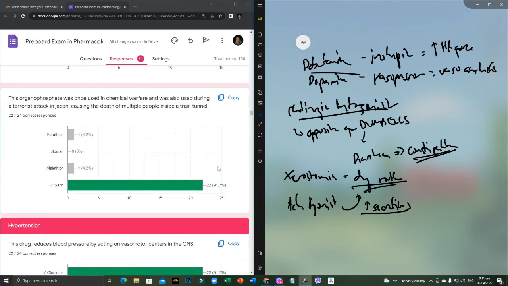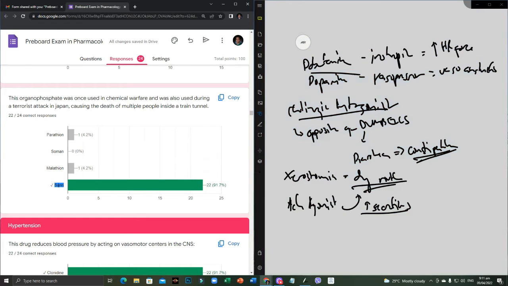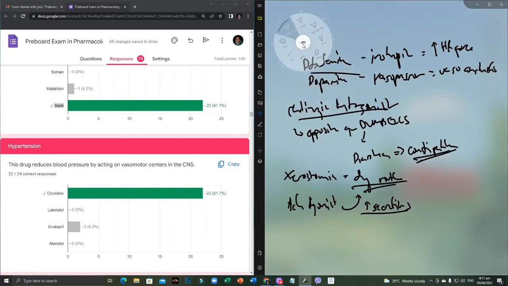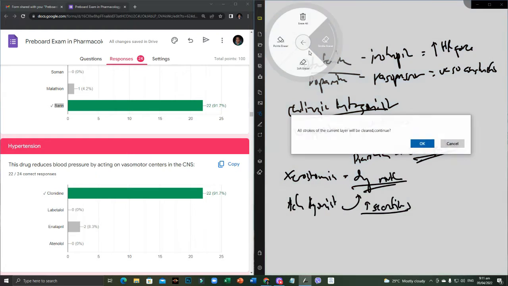This organophosphate was once used in chemical warfare and was also used during a terrorist attack in Japan, causing the death of multiple people inside the train tunnel. So that's correct, it's sarin gas. Let's proceed, class, to the next one.